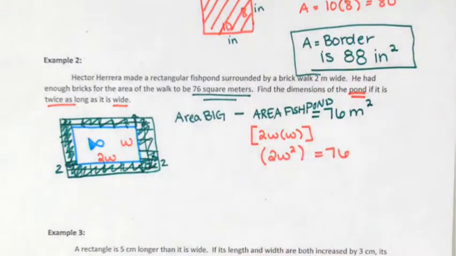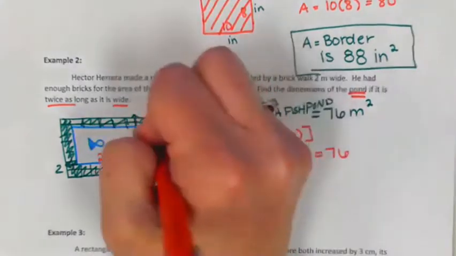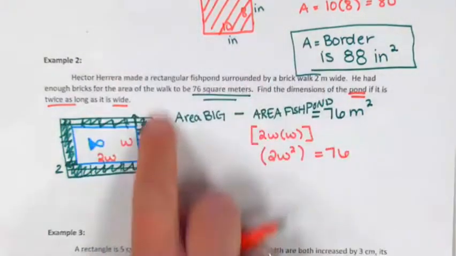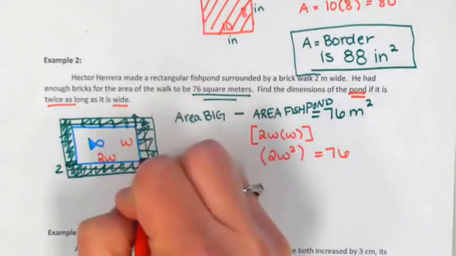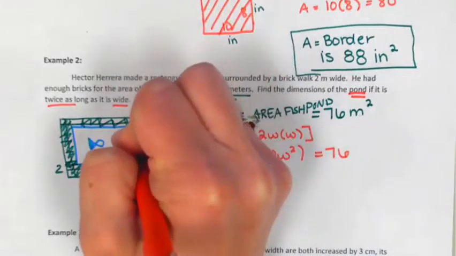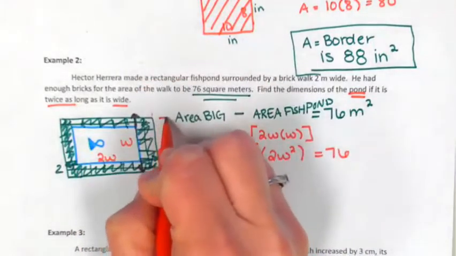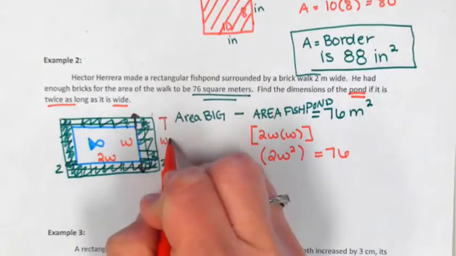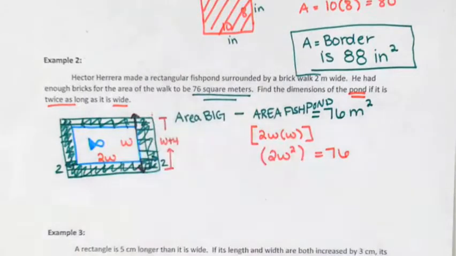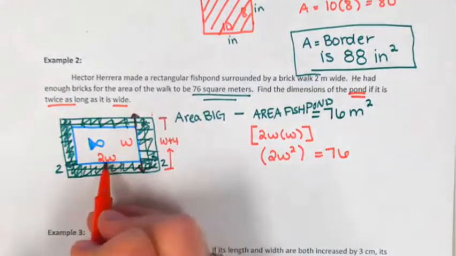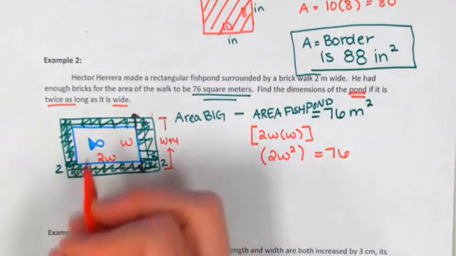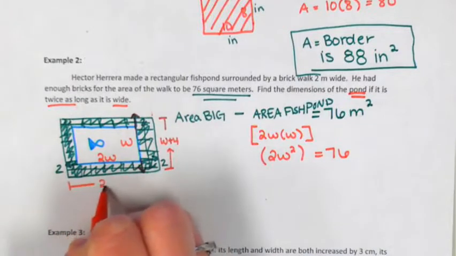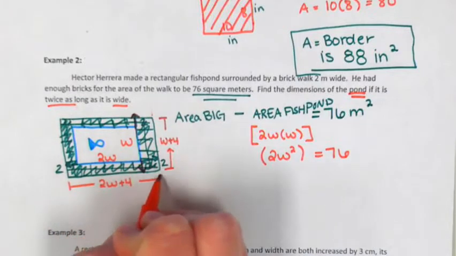All right. Now, we need to find the area of the large, right? So we need to find the width of my entire thing. So if the width was W and we added 2 below it and 2 above it, what would that new width be? W plus 4. Good. You guys okay with that? Now, if my length was 2W and I add 2 to the left, 2 to the right, now my length is 2W plus 4. Good. All right.